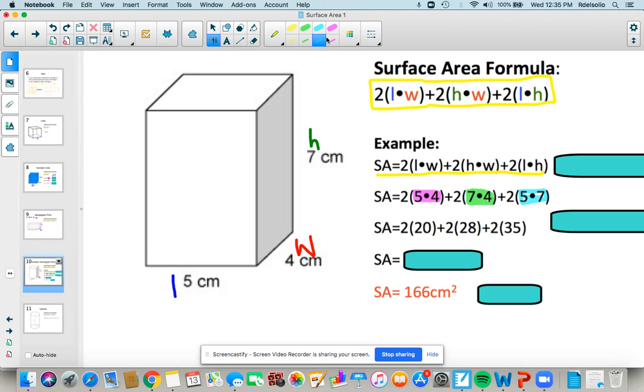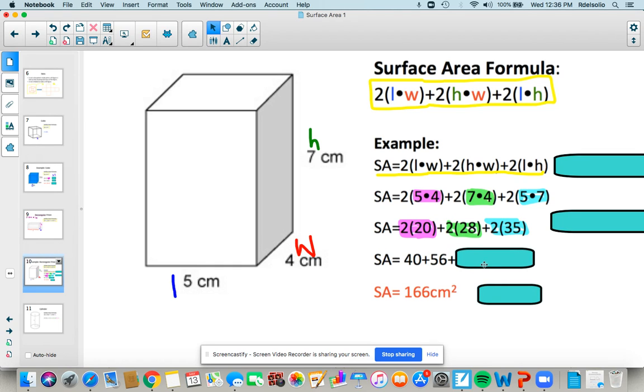Now we use PEMDAS, so P, we did parentheses. E, there are no exponents. M is multiplication, so we need to multiply. So we have to do multiplication before addition. So we're going to do 2 times 20, then 2 times 28, and then 2 times 35. 2 times 20 is 40, plus 2 times 28 is 56, plus 2 times 35 is 70.